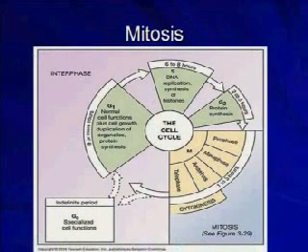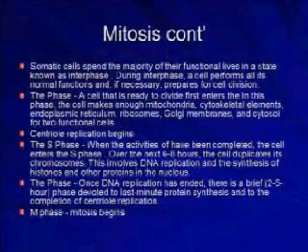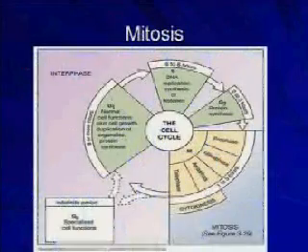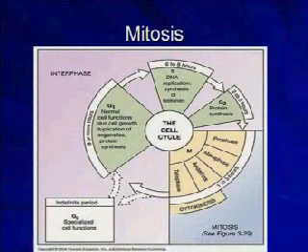The next phase that we'll see is the G2 phase. Once DNA replication has ended, there's a brief 2 to 5 hour period devoted to last-minute protein synthesis and the completion of centriole replication. That's the G2 phase. And then in the M phase, that is where mitosis will begin, again shown on the illustration.